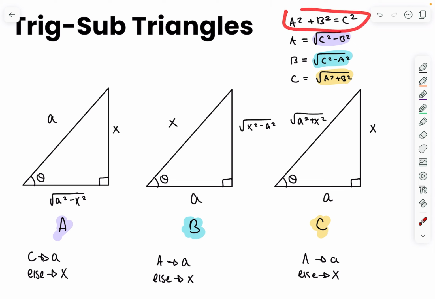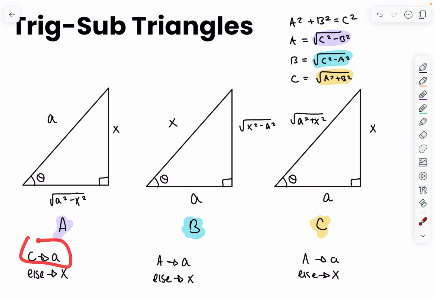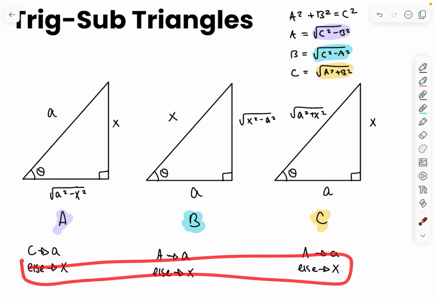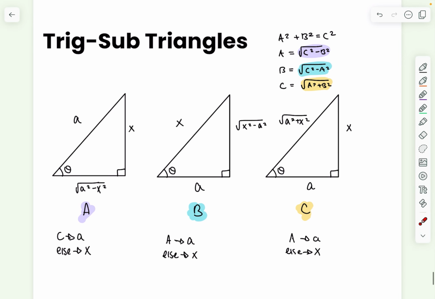So you start with the Pythagorean theorem, solve for every letter, take a triangle, label it A, B, C, and then replace its respective letter with what it is. And then just remember these rules for these two triangles. The capital A's turn into lowercase a, and then for this one, the C turns into A because there is no capital A. And then the bottom rule stays the same for all triangles, and these are the triangles that you will be needing for your trig-sub problems.